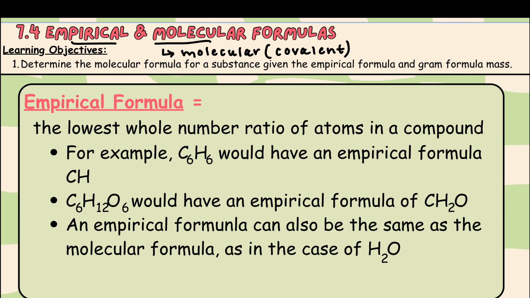So the empirical formula first is the lowest whole number ratio of atoms in a compound. So for example, C6H6 would have an empirical formula of CH. Okay, so each has a subscript of 6, so the lowest whole number ratio of them would turn its empirical formula to be CH. C6H12O6 would have an empirical formula of CH2O.